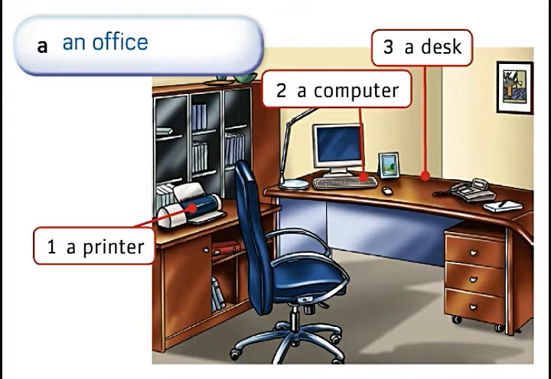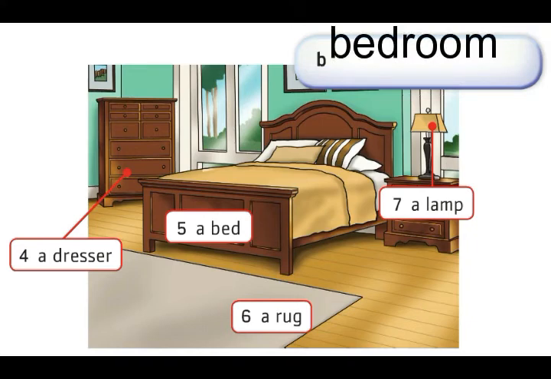In the second room we have here, as you can see, this is a bedroom. In the bedroom, we usually have number 4, a dresser. A dresser is a piece of furniture where we usually store the clothes, the underwear, and maybe the most important things that we have, for example, credit cards, money, jewelry. That is the place where we store those things, in the dresser. Number 5, we have a bed. The bed is the furniture where we sleep.